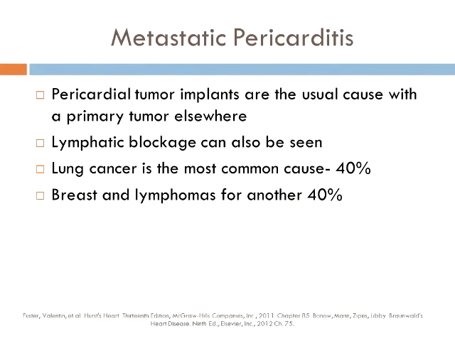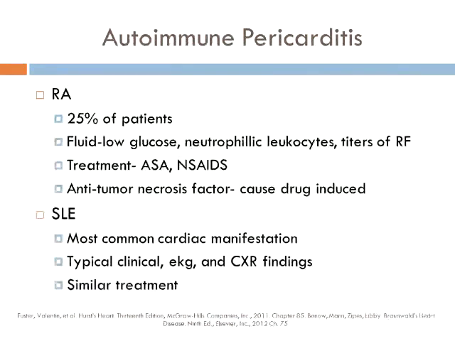And then autoimmune. These patients usually respond about like our acute pericarditis patients do. We treat them similarly. One of the things to remember in RA patients being treated with anti-tumor necrosis factor: if an RA patient's doing well, you start them on that medication, and then all of a sudden they develop pericarditis, you need to make sure it's not the drug that's causing it, because that drug itself can cause it.